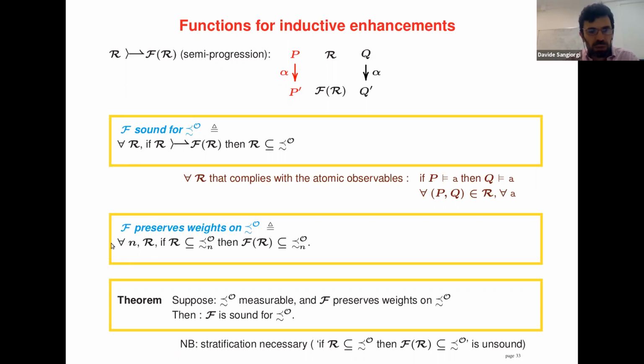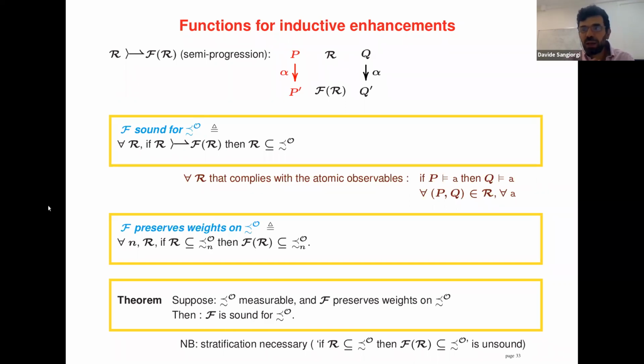Okay, this is the important definition. What is the condition? I want a condition that is sufficient to guarantee soundness and also capable of producing a set of functions that has good compositionality properties. So the notion I propose here is weight preservation. F is weight preserving for a given preorder if, whenever a relation is in the nth approximant of that preorder, then also f of R is in that approximant. So f is preserving weights in this sense. And then the theorem says: if the preorder is measurable and f preserves weights, then f is indeed sound for the given preorder.